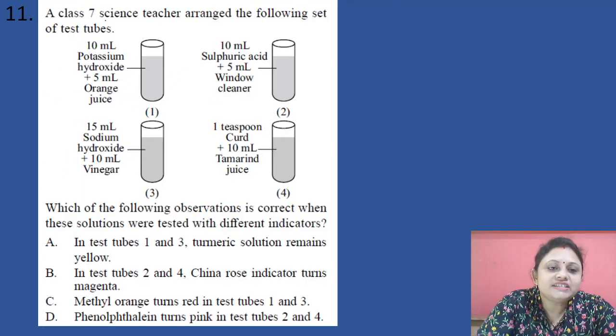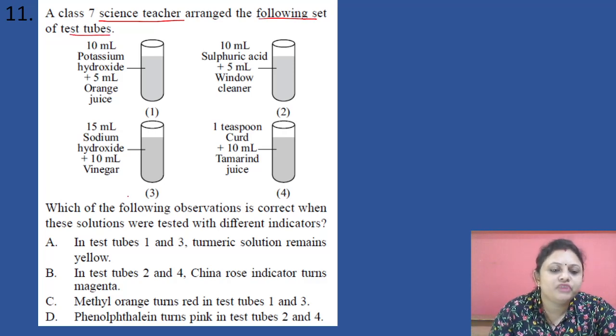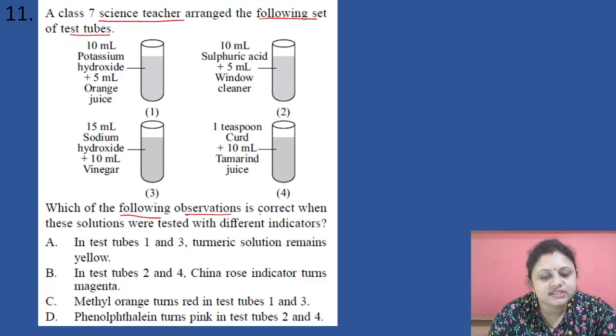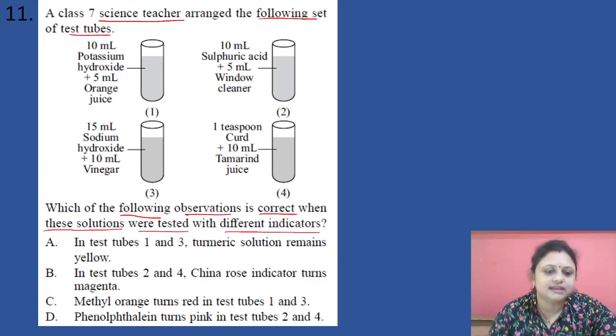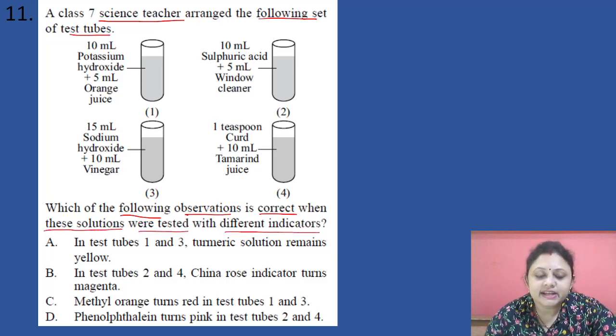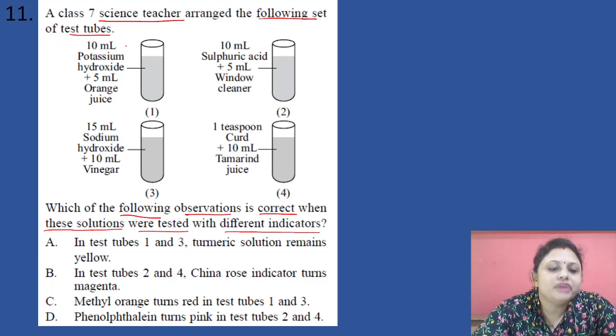Coming to the next, class 7 science teacher arranged the following set of test tubes. Which of the following observations is correct when these solutions were tested with different indicators? Options are A. In test tubes 1 and 3, turmeric solution remains yellow. B. In test tubes 2 and 4, China rose indicator turns magenta. C. Methyl orange turns red in test tubes 1 and 3. D. Phenolphthalein turns pink in test tubes 2 and 4. Okay. So, we have 4 test tubes.